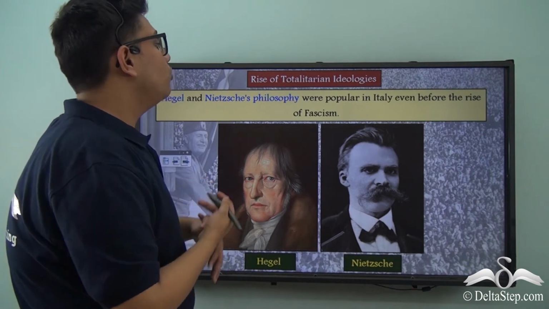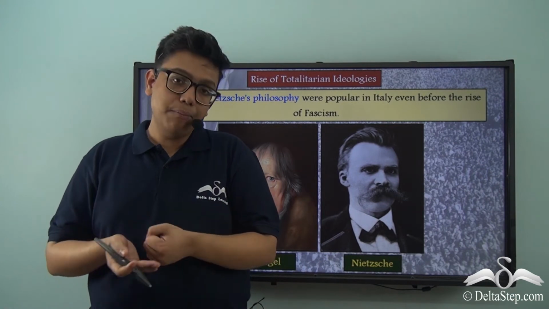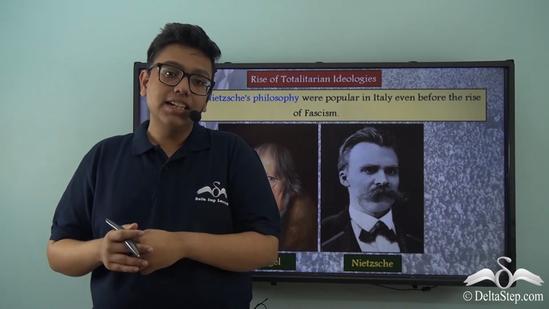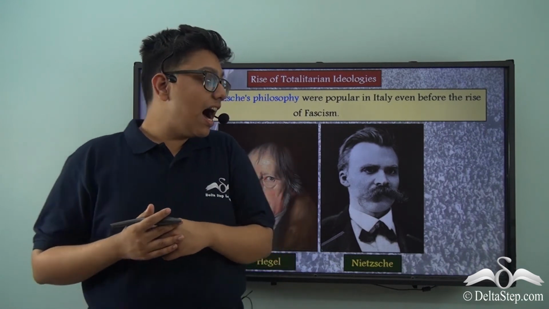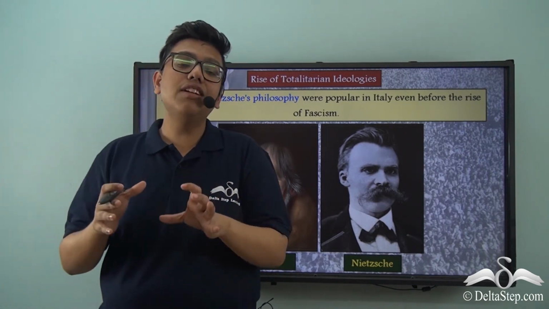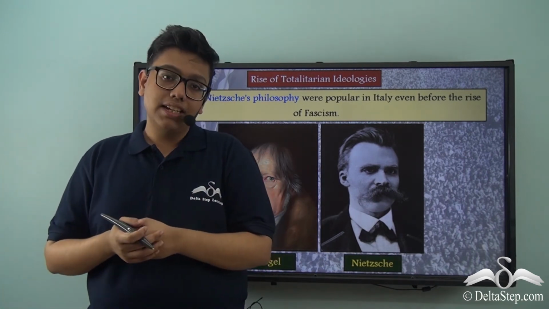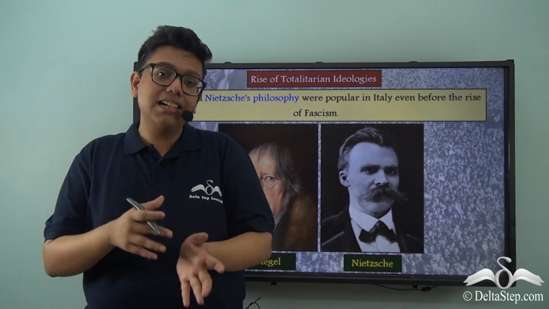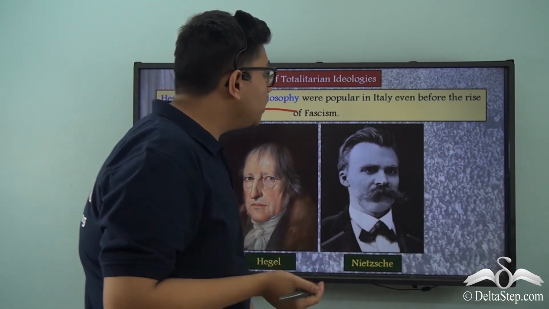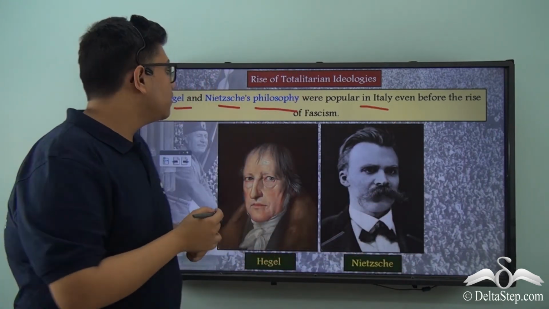Now finally, we look at the rise of totalitarian ideologies that were taking place in Europe and particularly Italy at this time, and how this led to the rise of fascism. Now you see, we already have discussed how the philosophies and the works of Hegel and Nietzsche were selectively interpreted to really make up the fabric of fascism. Now, we will get to the selective part a little bit later, but the philosophies of Hegel and Nietzsche were quite popular in Italy even before fascism as an ideology emerged.